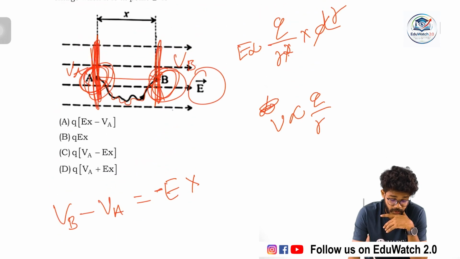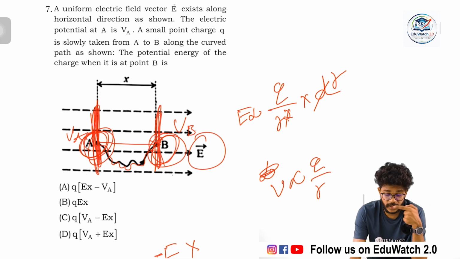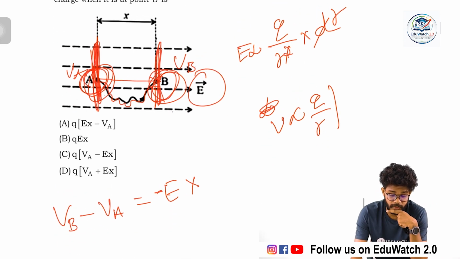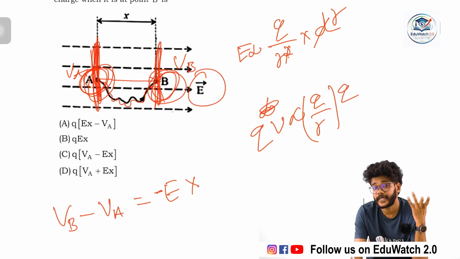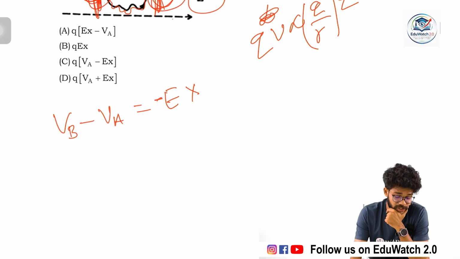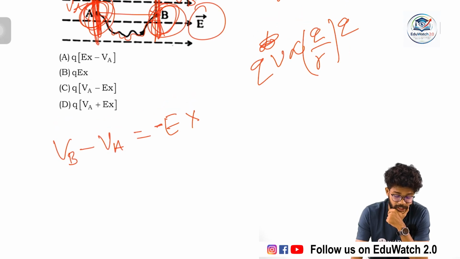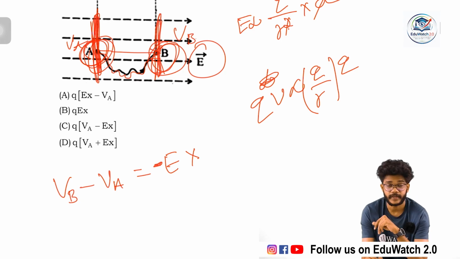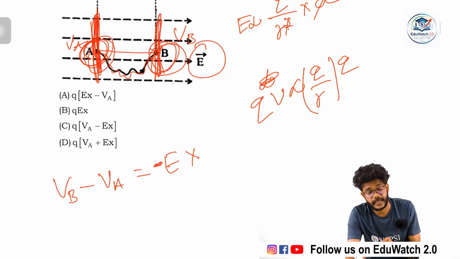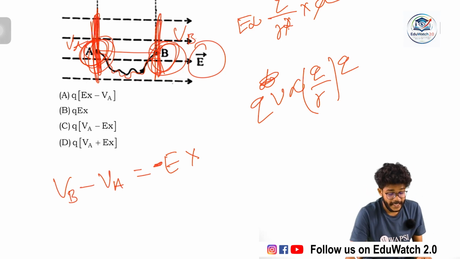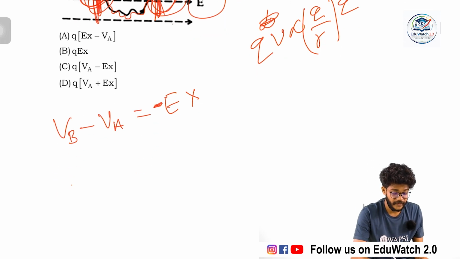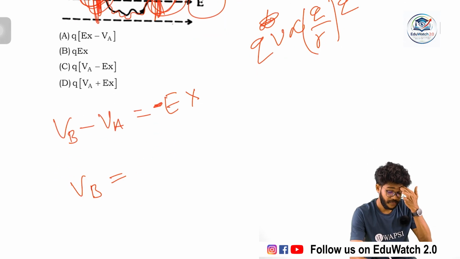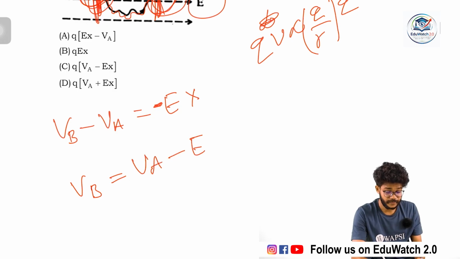Then we need to calculate the potential energy, and to calculate it we need to multiply this by Q. Then only we get the potential energy. So the potential difference VB minus VA is related to the electric field E, and the negative sign is there because the charge is moving in the direction of the electric field. That means the final potential minus the initial potential is negative EX. So VB, the final potential, is VA minus EX.